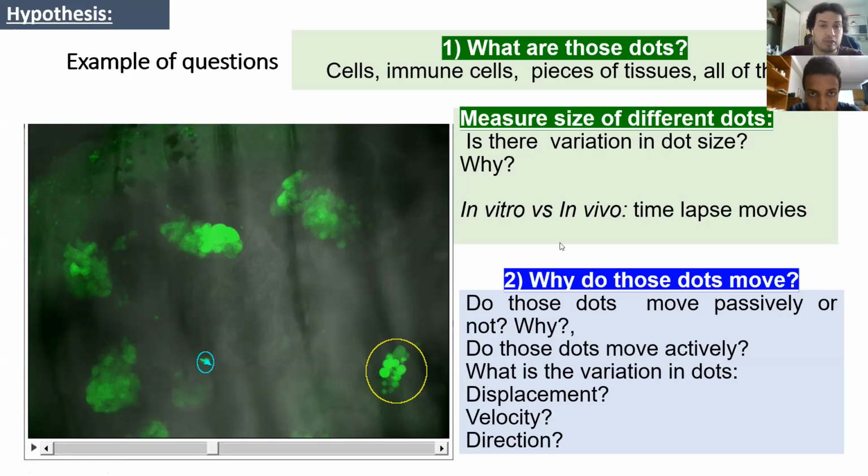I'm going to stop sharing the screen. Sorry. Were you able to open your movie in ImageJ? Yes. Okay. So I'm going to do the same thing.